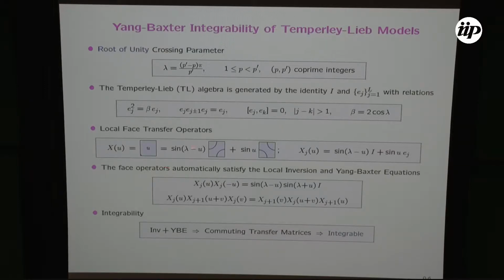As I said, the face operators can be formed diagrammatically or in terms of the Temperley-Lieb generators in the linear algebra. It's very easy to show that these face operators satisfy the local inversion relation. So a product of 2 faces gives the identity up to some scalar factor. And then we have the famous Yang-Baxter equation being satisfied as well. With these 2 relations, it's straightforward using the diagrammatic methods of Baxter to show that you have commuting transfer matrices, a commuting family in the spectral parameter u, and this is the essence of integrability.